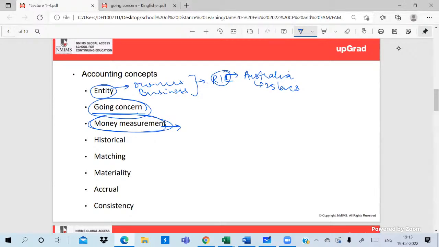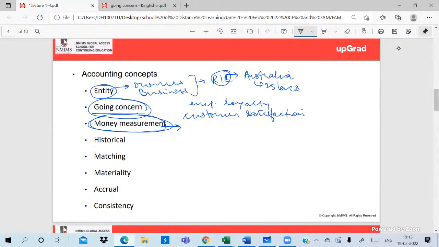So what is money measurement concept? It says that only those transactions which can be measured in monetary terms and can be recorded with reasonable accuracy have to be recorded in the financial statements. For example, let's say if I look at customer satisfaction, or maybe employee loyalty. Now, I know that my employees are loyal. I know that my customers are satisfied, because of which the demand is increasing, the sales are going up, my profits are increasing. But then giving a certain value to that customer satisfaction becomes a little difficult.